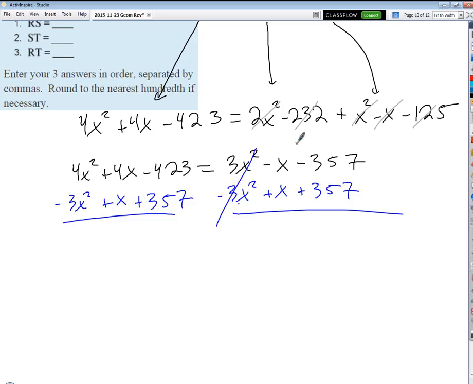So everything cancels from one side, and I just get a 0, right? On the other side, what am I left with? What's 4x squared minus 3x squared? X squared. 4x plus x? 5x. Negative 423 plus 357 is, what is that, negative 66. So that's my equation, right? X squared plus 5x minus 66 equals 0.